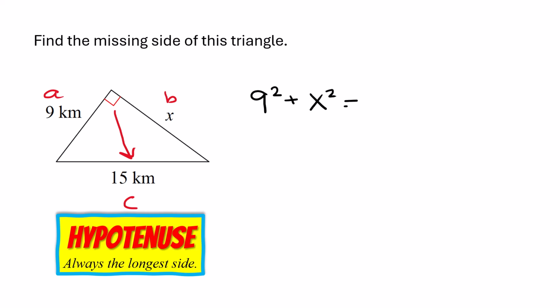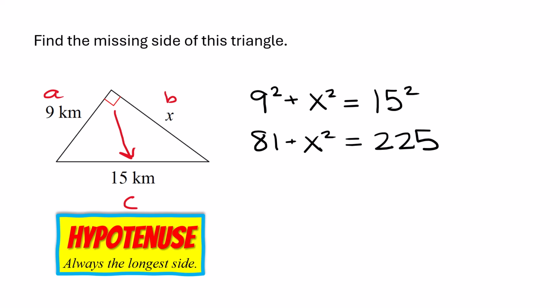So let's do 9 squared plus x squared equals 15 squared. And let's square those numbers. 81 plus x squared equals 225. Subtract 81 from both sides. And that would end up being x squared equal to 144. I haven't solved for x, I solved for x squared.